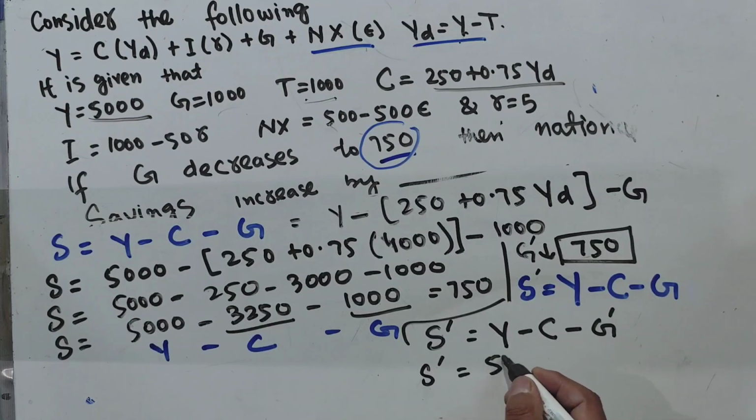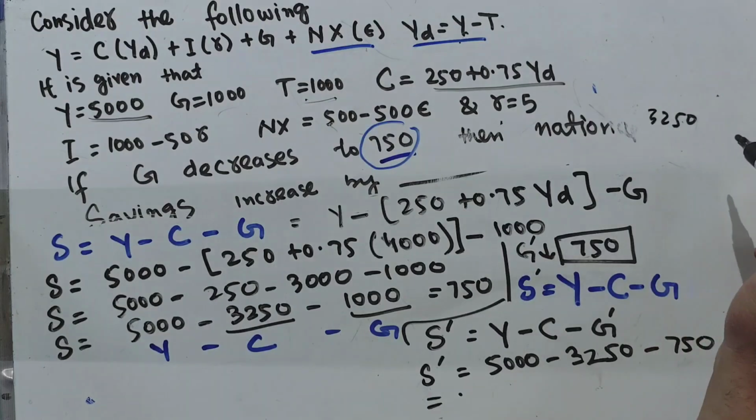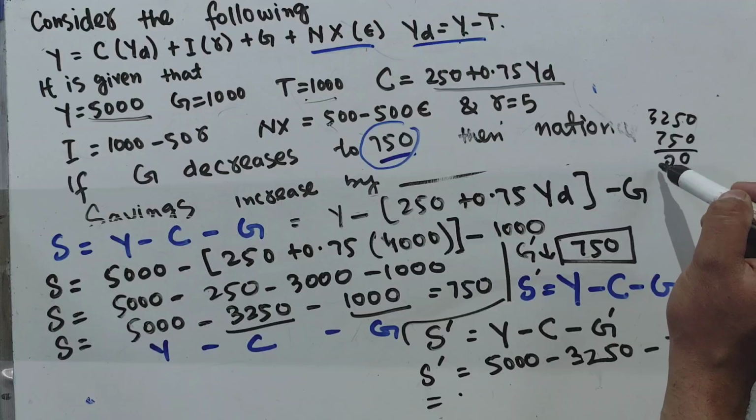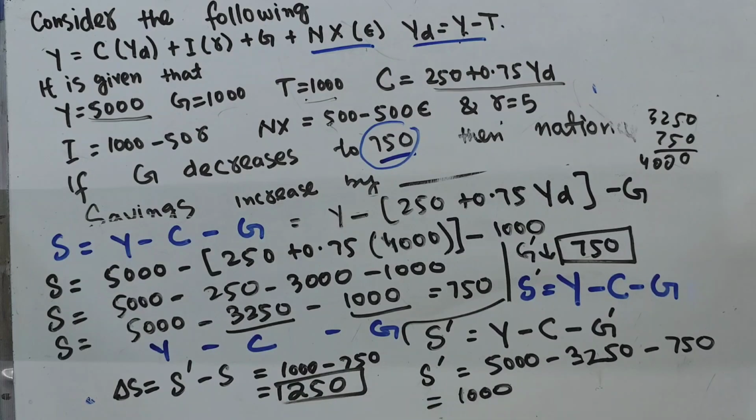So new savings will be equal to 5,000, which is our initial income, minus consumption, which is 3250, minus the new government expenditure, which is 750. So it will come out to be 1,000. Now what is the change in the savings? That is the new savings minus the initial savings, which is new savings of 1000 minus initial savings of 750. That means the change in the savings is equal to 250. That means national savings increased by 250 in this case.